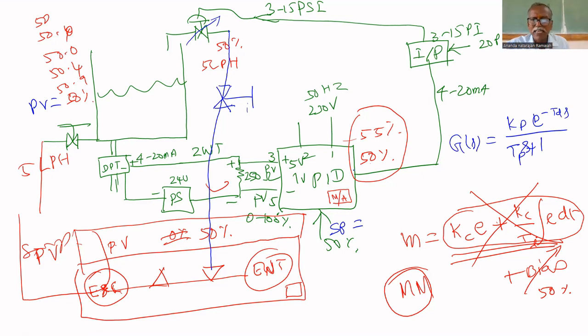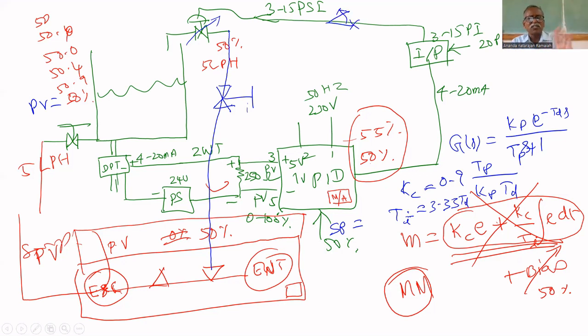The formula: Kc equal to 0.9 times TP divided by Kp multiplied by TD. So you can easily remember the formula. What is Ti? Ti equal to 3.33 times TD, the dead time. So you got the tuning parameters. The second part is over; you did all these things and got the tuning parameters.